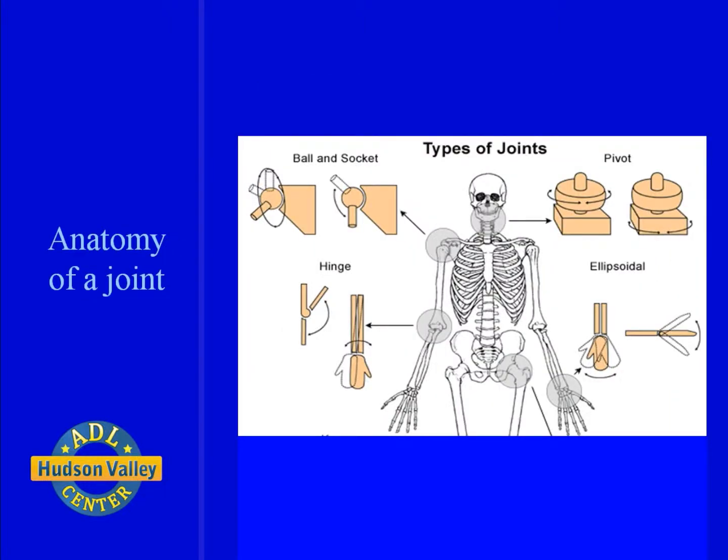There are many types of joints such as ball and socket joints of the shoulder that allow backward, forward, sideways and rotating movements. Hinge joints of the fingers and elbows allow only bending and straightening movements. Ellipsoidal joints of the wrist allow all types of movement except pivotal movements.